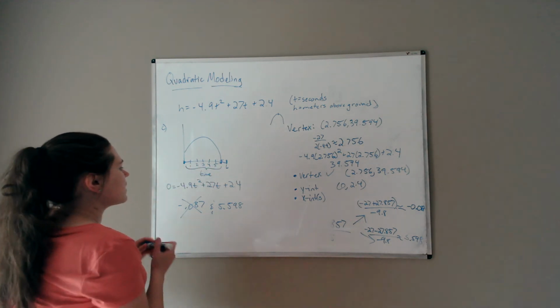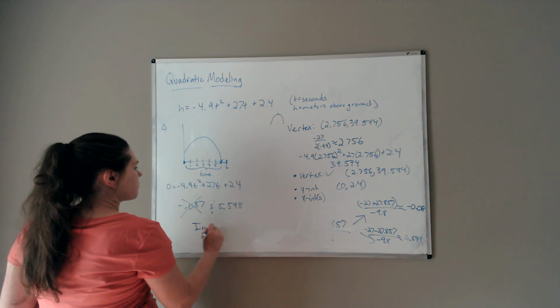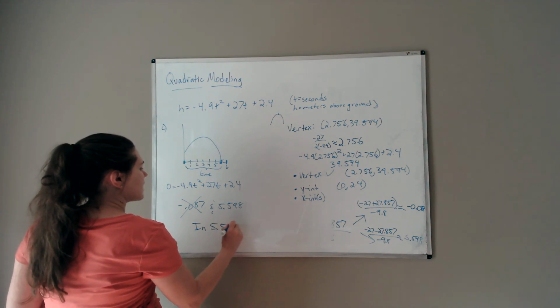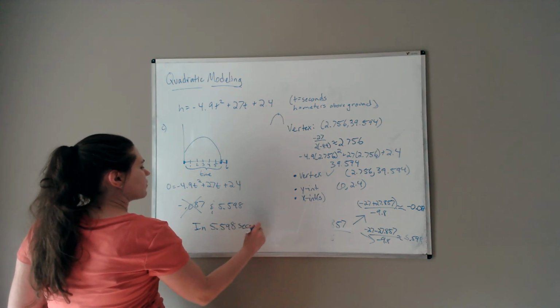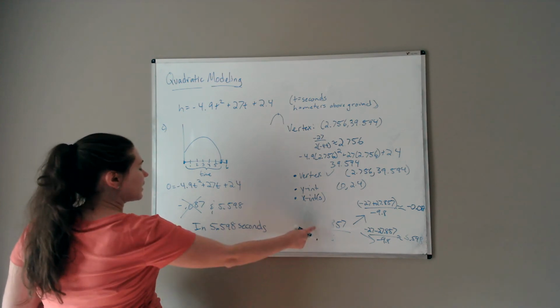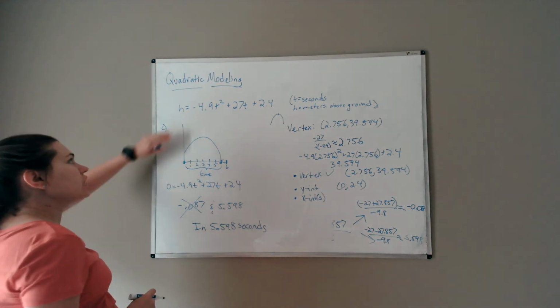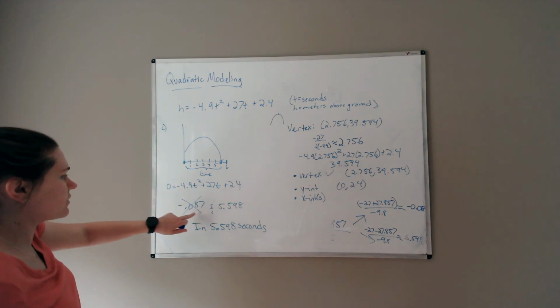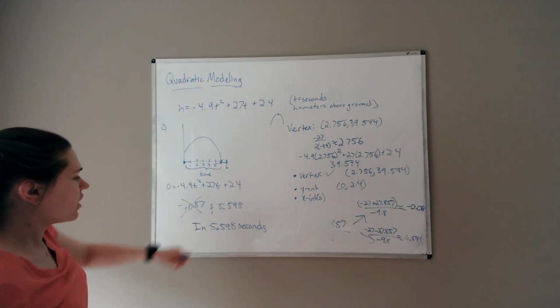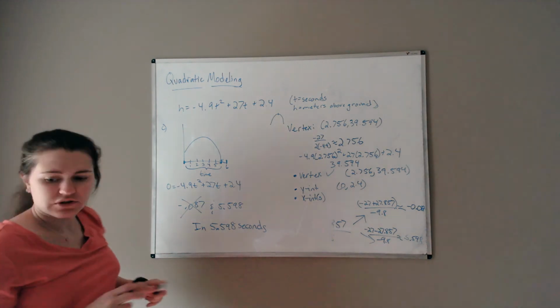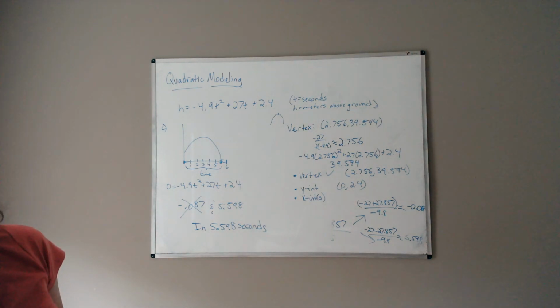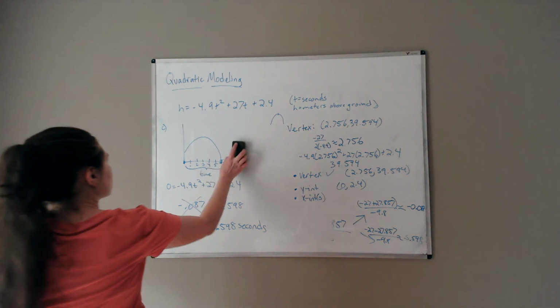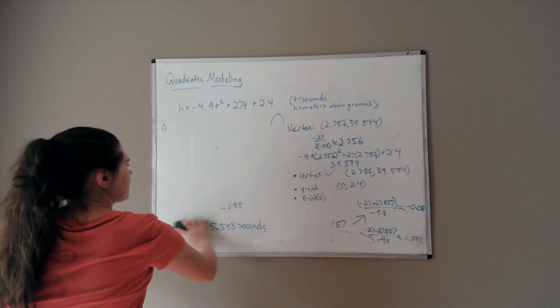So that's going to be just in 5.598 seconds. But what you would have to do here, if you didn't already get the x-intercepts like we did, you set it equal to 0, and if the negative one, cross it out, we've got the positive one there. Okay, so that's part C. Part D says, what was the maximum height above the ground reached by the water balloon? Okay, so part D.